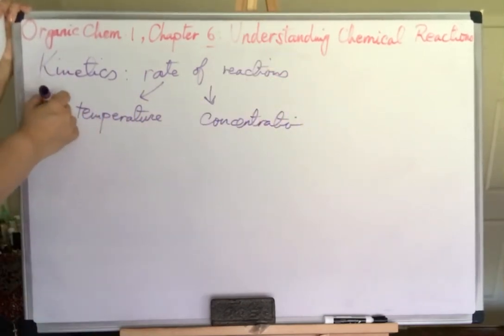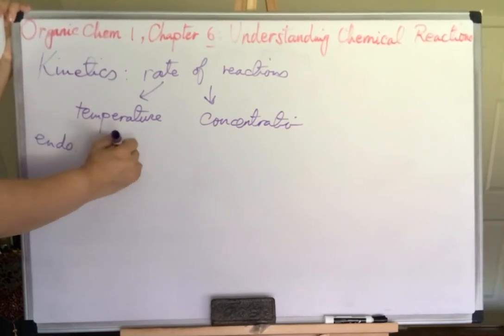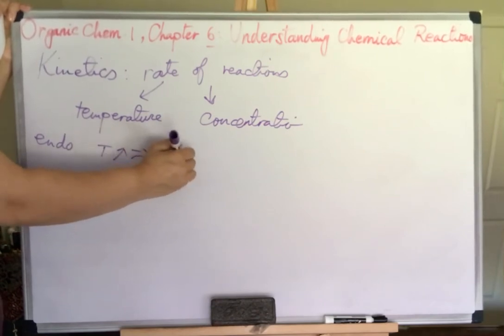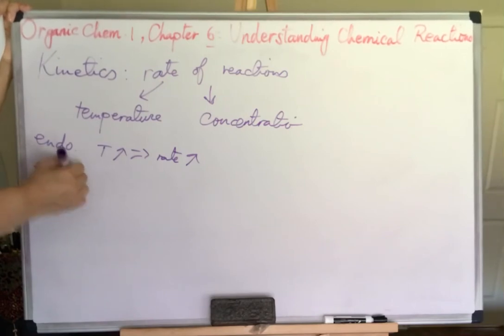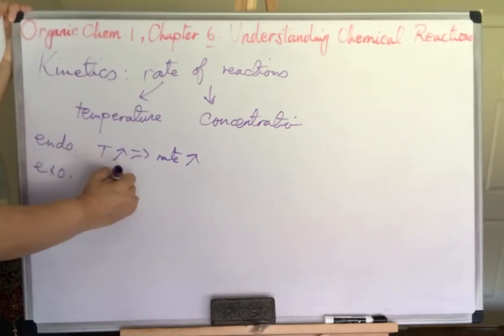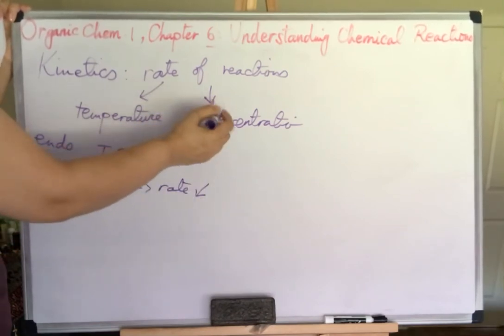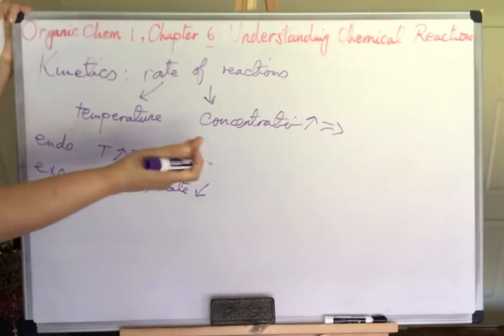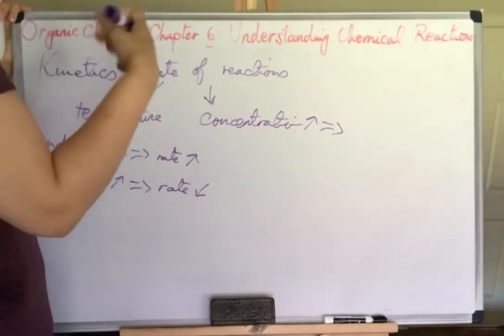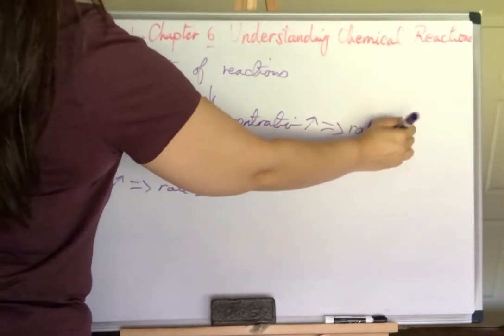So basically, by increasing the temperature for endothermic reactions, the rate increases because endothermic reaction needs heat. If this is an exothermic reaction, then by increasing the temperature, the rate decreases, goes down. But in general, with increasing the concentration, the number of molecules are more, the number of collisions are more, then the reaction happens better. So the reaction rate goes up.